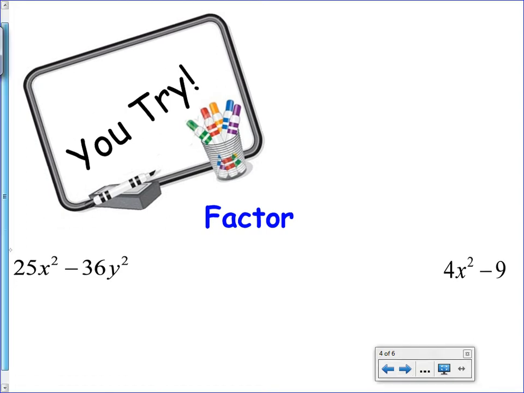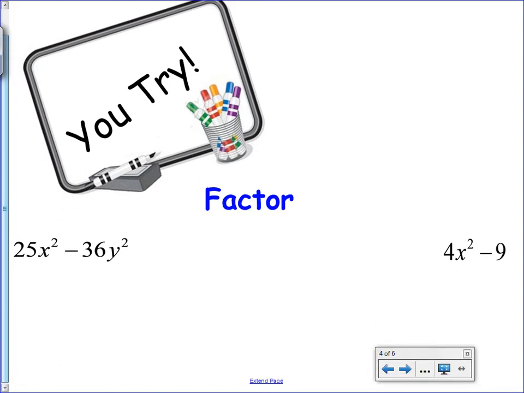Okay, I want you to try these 2 examples on your desk. Go. Exactly what we just did in that example, you can do to these 2 examples. Try it out.